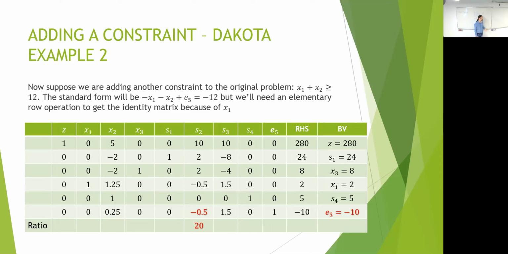Still, here we have a negative value, minus 0.5, and it is a ratio of 20. It is really meant to be done with the ratio test, because this is the only negative value anyway, but still, we're going to do the pivot for S2. And S2 will enter, and E5 will exit.